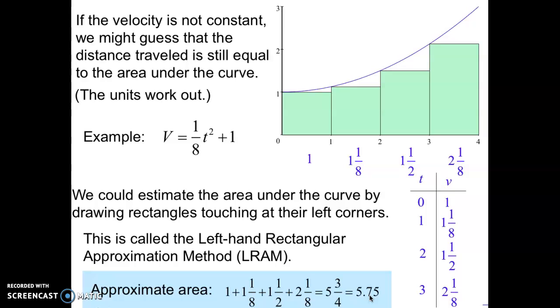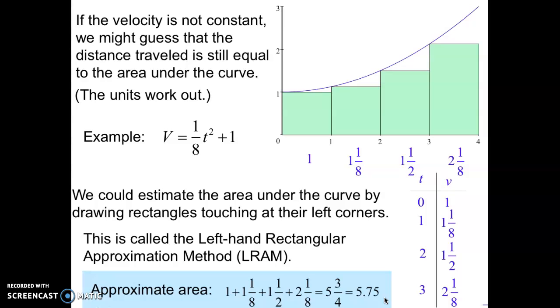Now, the only thing is we can definitely see that there's area that is not accounted for. This green area that I found is really an underestimate to the actual distance the object has traveled, because you can see some of that area has not been accounted for in this total of 5.75.